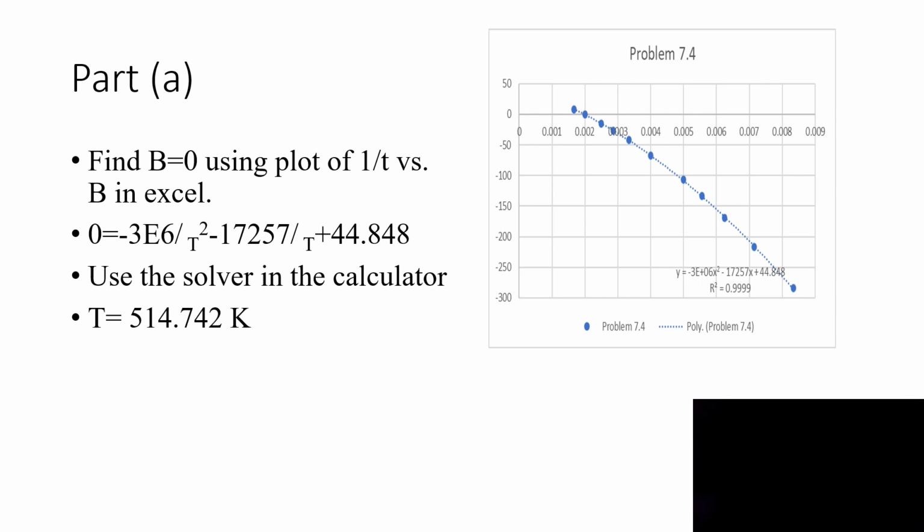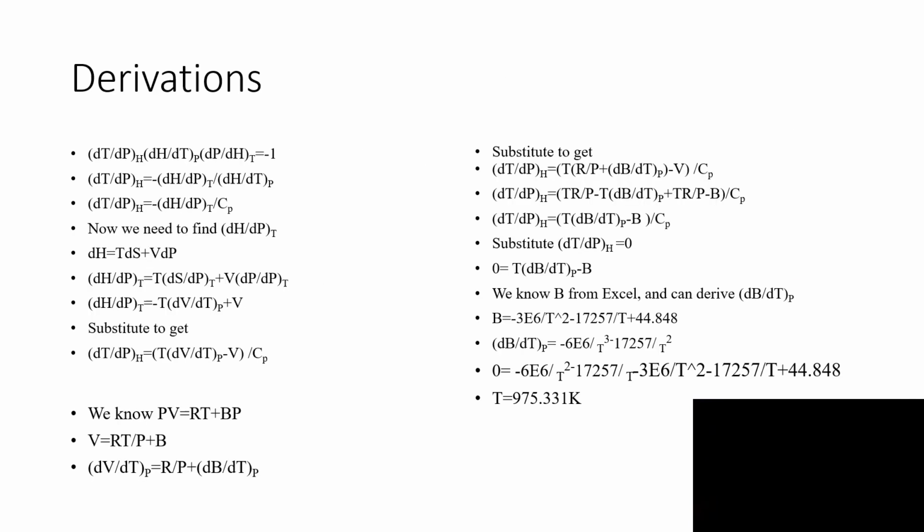You have to remember that x in Excel is 1 over T because that's how we plotted it. Using the solver in your calculator, the calculator gave out that 514 is the temperature at which B is 0. Here I have the derivation spelled out.